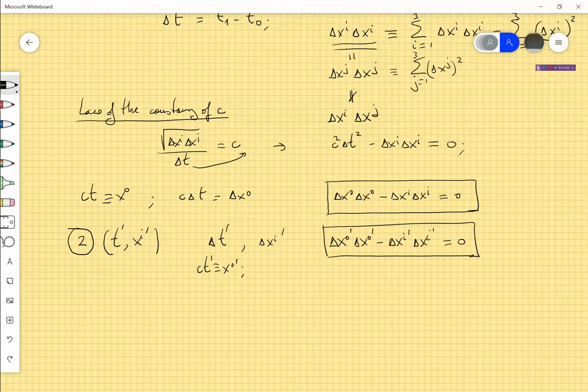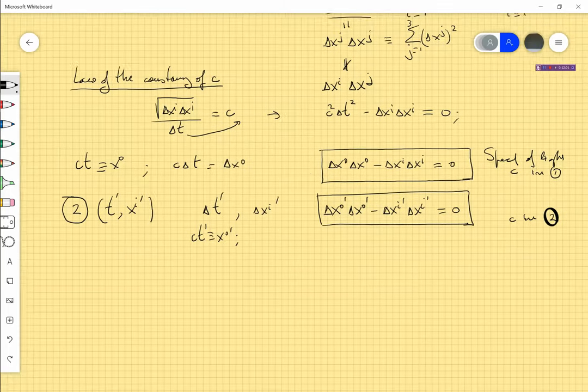Okay, so this is the law that tells us that the speed of light, c in reference frame 1 and c in reference frame 2. You see that this law has exactly the same form, but the values of the physical magnitudes which are involved and related by this law may have, and will have, different values. This is what the principle of special relativity is about.